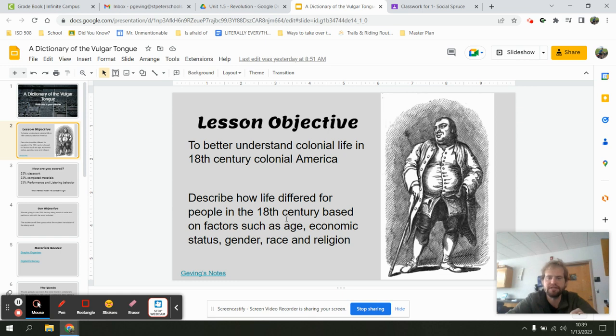We're going to understand that for people throughout history, there's been the use of slang to both make groups and separate groups, and that's what we're looking at today.